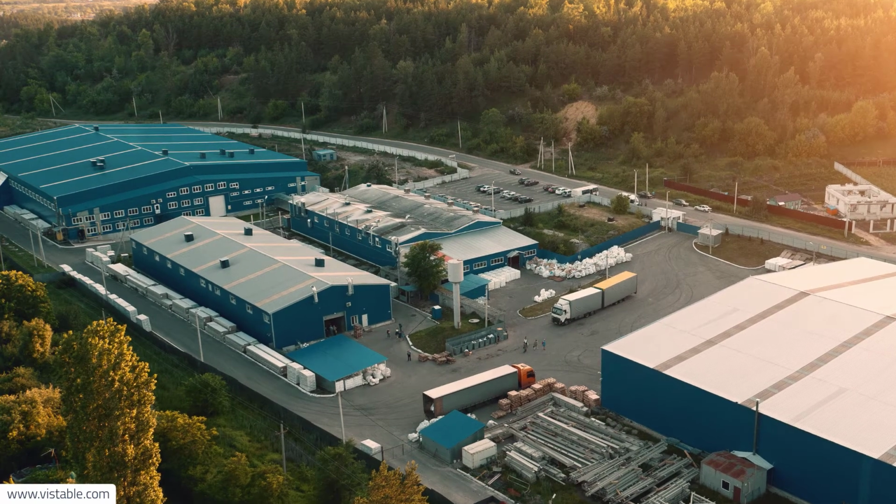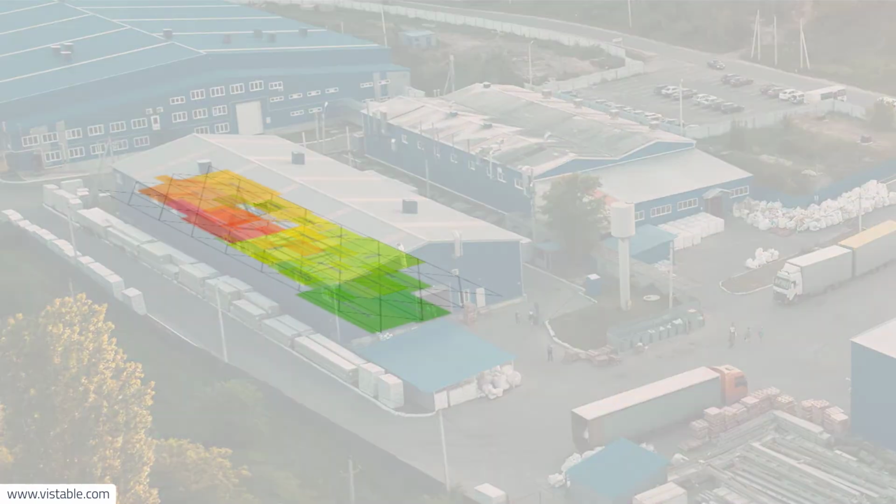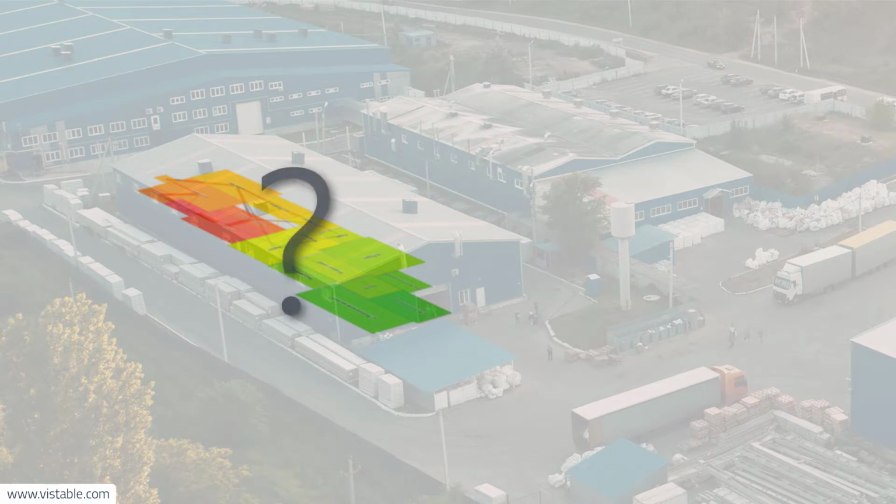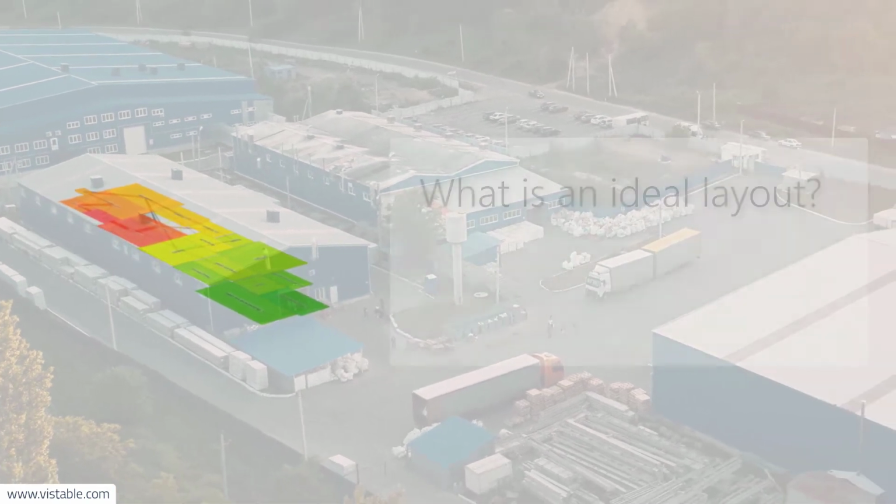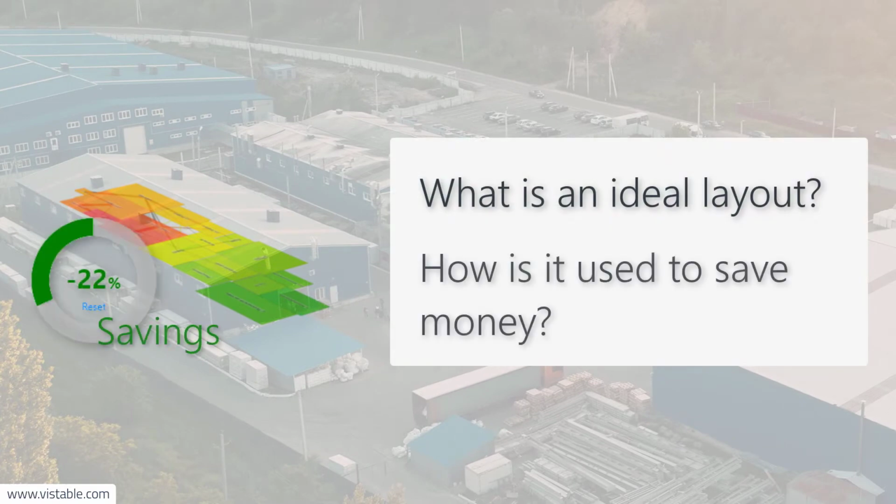An important component of established factory planning methods is the ideal layout. In practice, the term is often not even known. So the question is, what is an ideal layout and how is it used to save a lot of money?